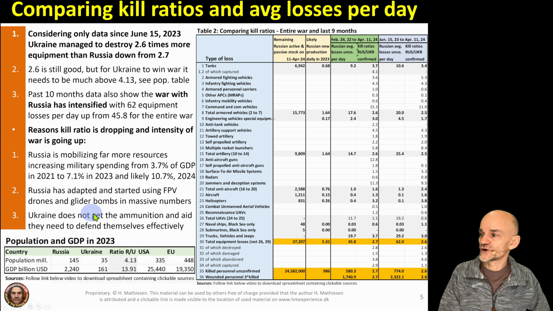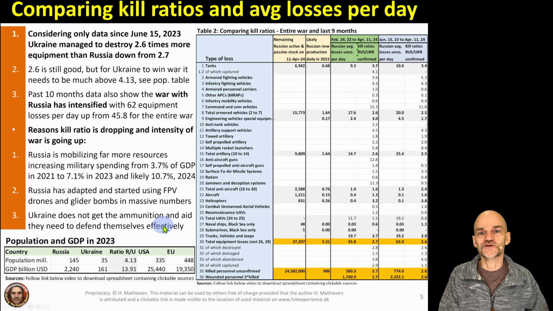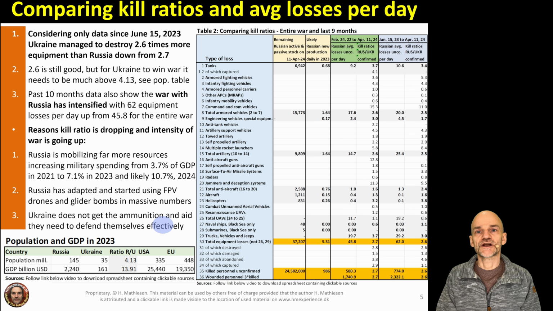And then of course Ukraine does not get the ammunition and aid they need to defend themselves effectively. That's obvious. The US hasn't been aiding Ukraine at any significant level for like 8 months straight, and Europe has not done enough. We have stepped our aid up quite a lot, but we haven't done enough. It's just not enough for Ukraine to prevail. So Ukraine's economy is getting destroyed by Russian long-range missiles and drones, and they are losing troops on the front lines, unfortunately, due to these glider bombs and also Russians' use of FPV drones.